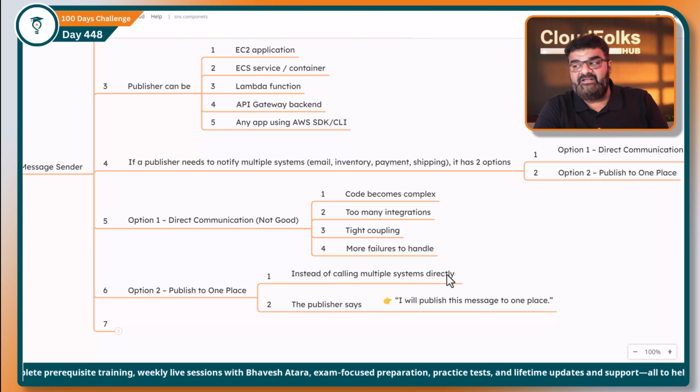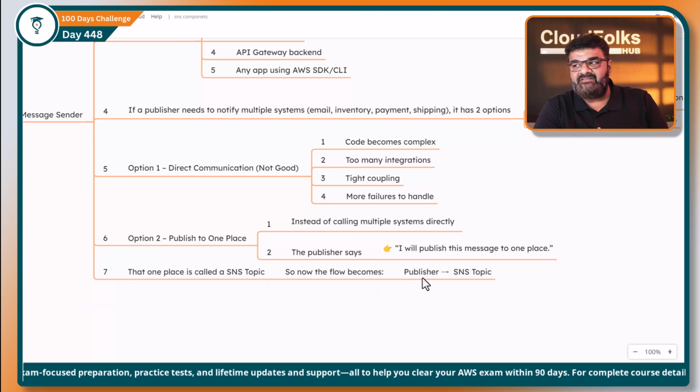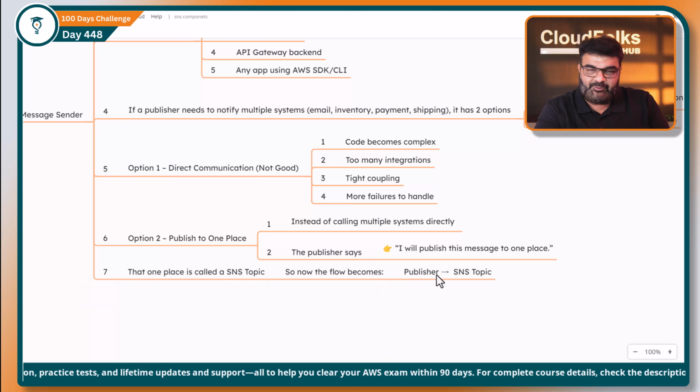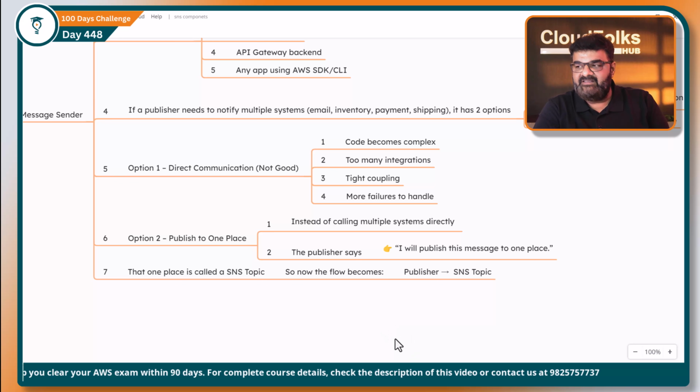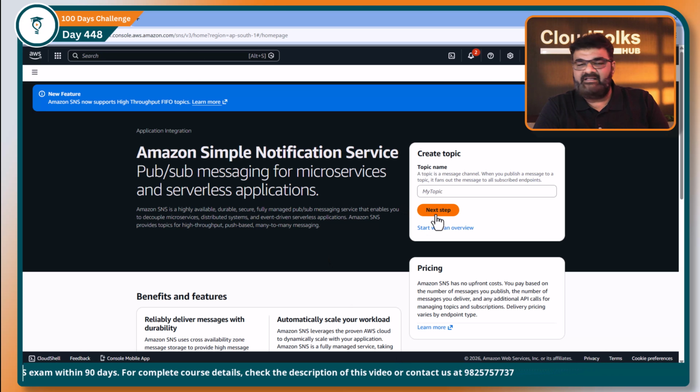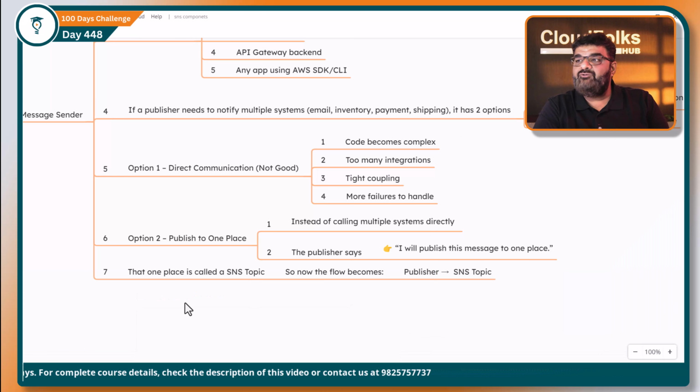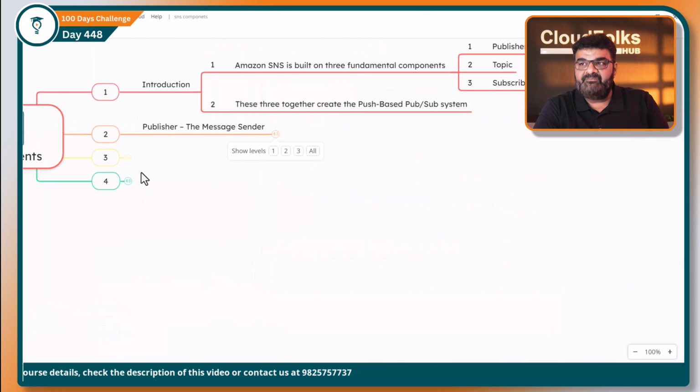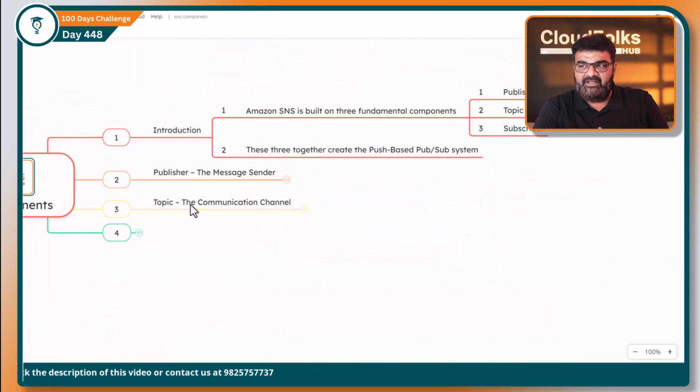Instead of calling multiple systems directly, the publisher says, I will publish this message to one place. And this one place is actually the SNS topic. Now, SNS topic is a component that you create inside SNS, right? So if you go to SNS, here we have the option to create an SNS topic. Now, let's talk about SNS topic.